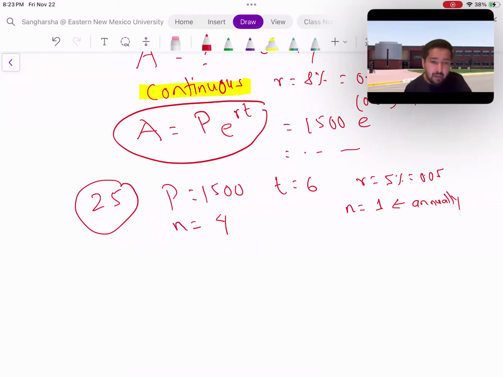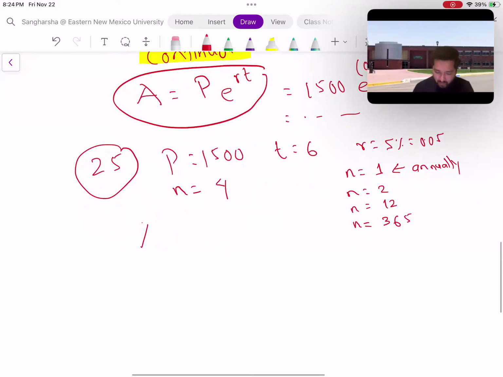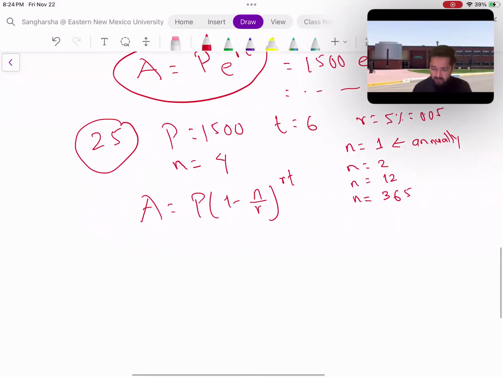So if we have semi-annually, our n will be 2, okay? If our interest is compounded monthly, we have 12 months, so n will be 12. If our interest is compounded daily, it will be 365, okay? So we have compounded quarterly, so our n is 4. And the formula to find the amount is P times 1 plus, is it n over r to the power rt? Just correct me if I'm wrong.